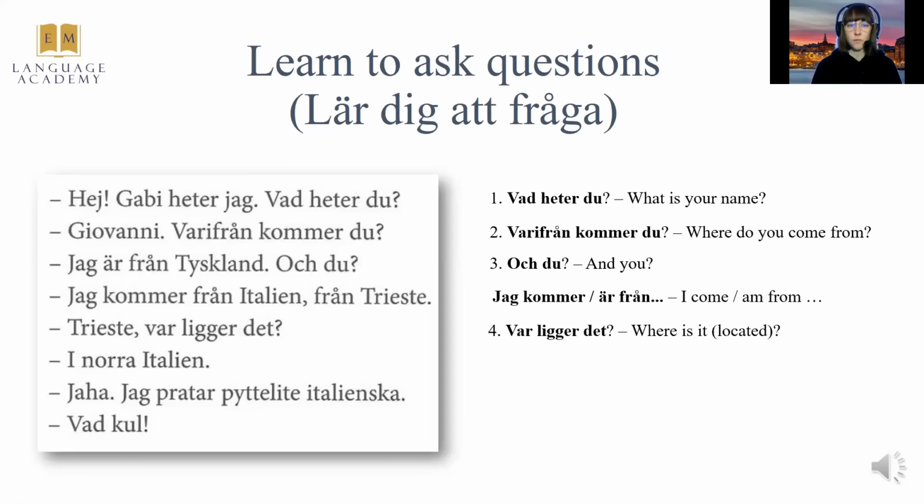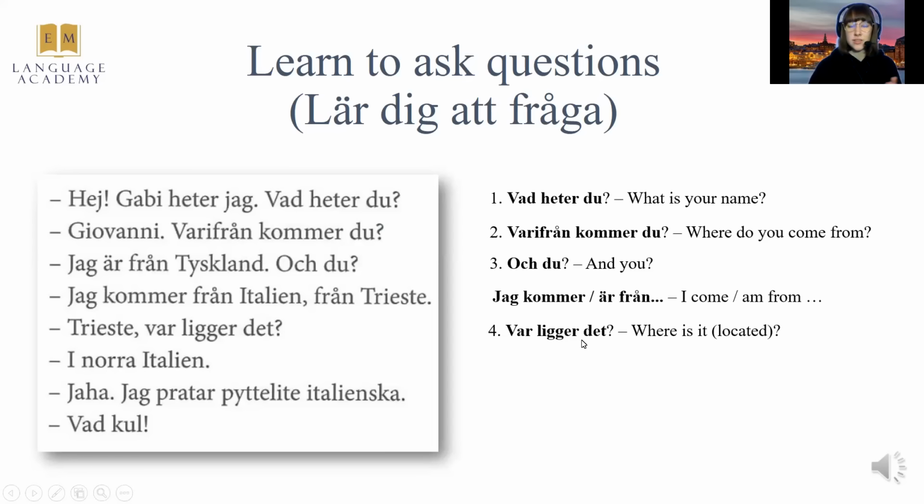The dictionary meaning of the word ligger is to have a horizontal position. Till exempel, jag ligger i soffan. I am laying on the sofa, right? But I would like you to remember that whenever we are referring to a place, to location, we are going to use the verb ligger, not the verb är. We can't use är with places. It is just the rule. So to say vad är det is a mistake. Never use it. We're only going to be using ligger.